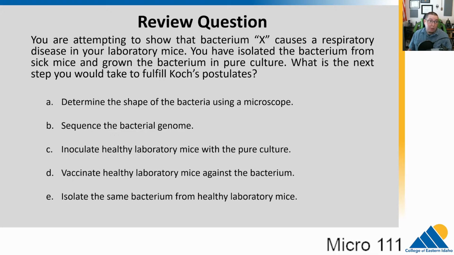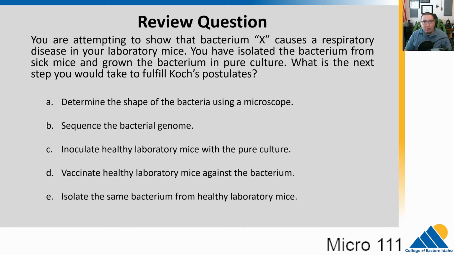Go ahead and pause the video. Think about that one. All right, in this case, the answer would be C, inoculate healthy laboratory mice with a pure culture. So remember, Koch's postulates, we take sick individuals, in this case mice, and we isolate the bacteria from them, and we grow it in a pure culture. We think that bacteria is causing the disease. So what do we need to do next? We need to take that bacteria, introduce it into healthy mice, and see if they become sick. That helps establish that chain of infection there.